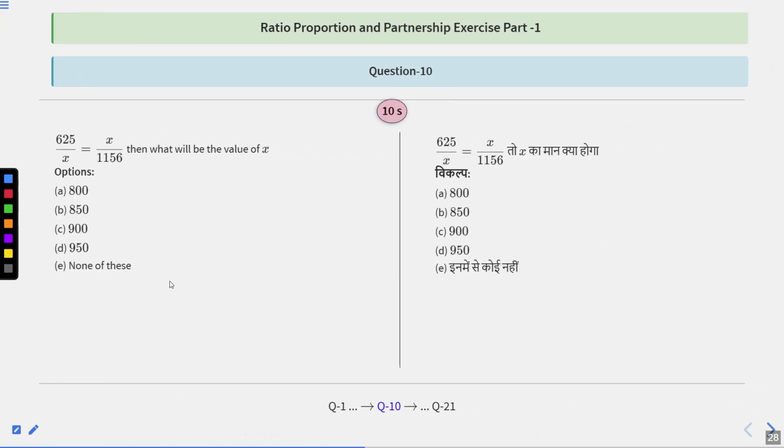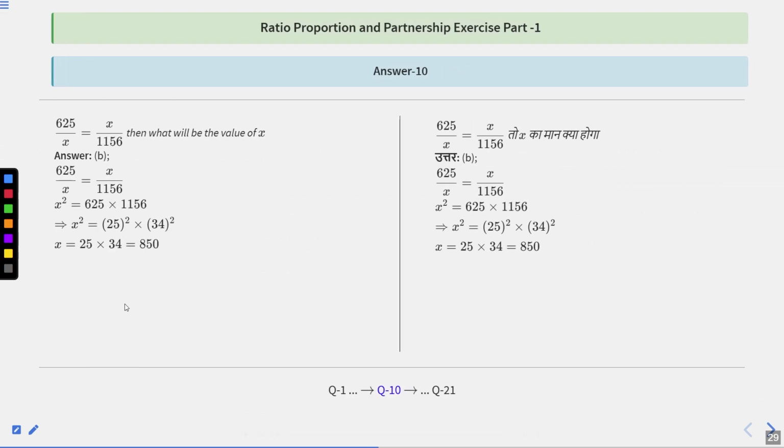Clear? Next one. 625 upon x equals x upon 1156. Then what is the value of x? You have 5 options and 10 seconds to analyze the question. Your time starts now. Now time's up. Let's see the solution.